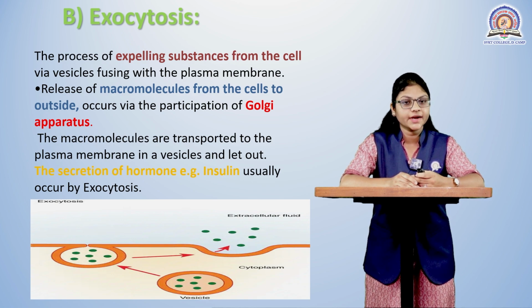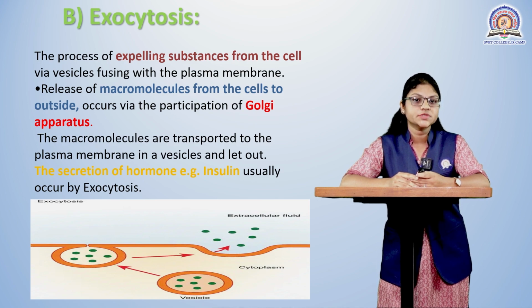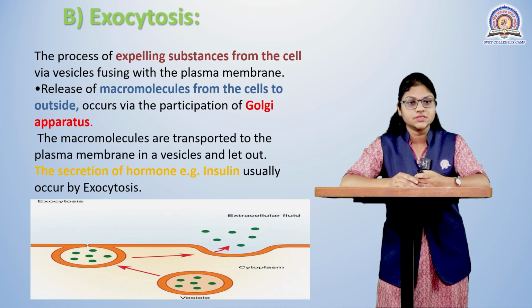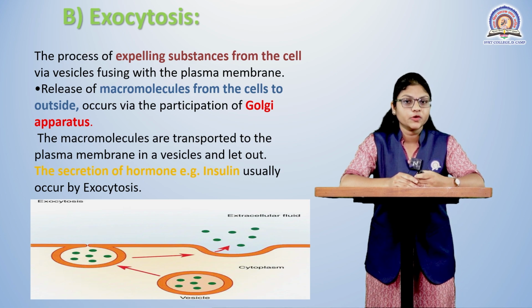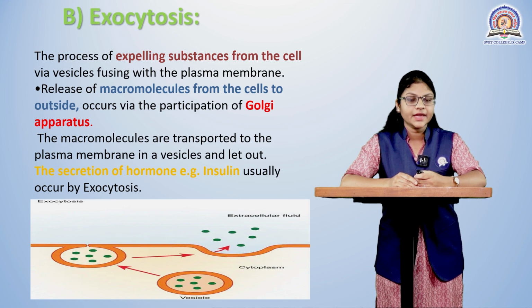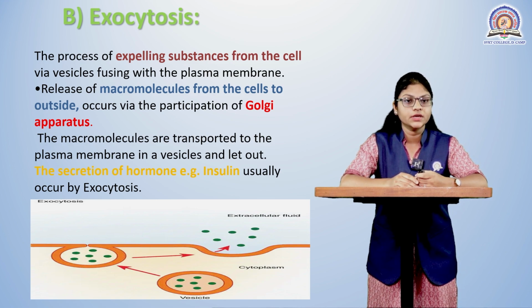Okay, the next process is exocytosis. Exo means outside and cytosis means cell. So this is the process of expelling substances from the cell via vesicles fusing with the plasma membrane. The release of macromolecules from the cell to the outside occurs with the help of the Golgi apparatus. The Golgi apparatus plays an important role in the cell's transportation.